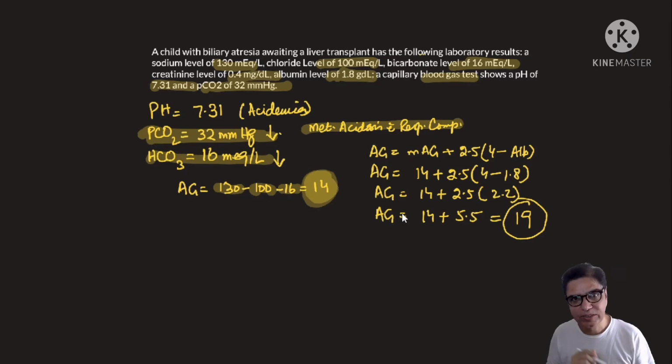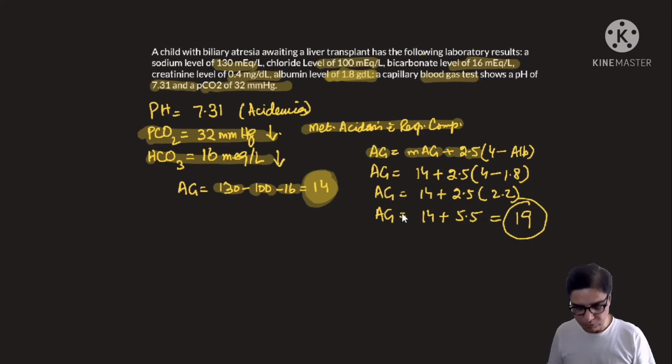But there's a caveat here. Here we have been given the serum albumin level, that is 1.8 gram per deciliter, and I told you if the serum albumin level is low, it has to be corrected. The anion gap has to be corrected for this low serum albumin by this equation: the corrected anion gap is equal to your measured anion gap plus 2.5 times (4 minus serum albumin level).